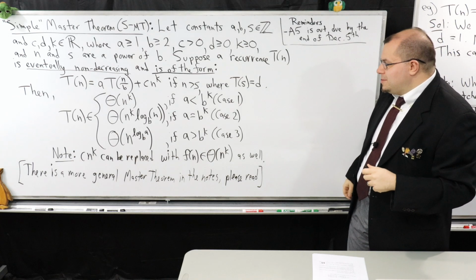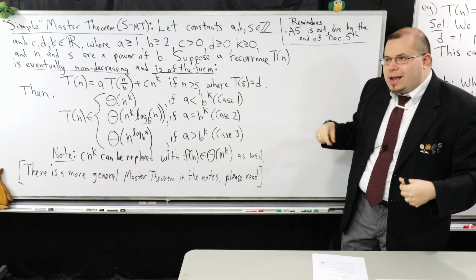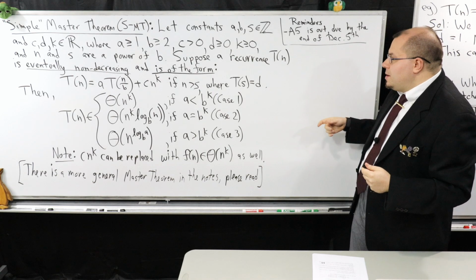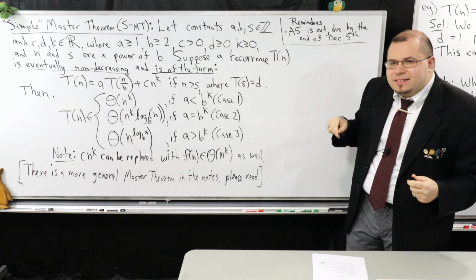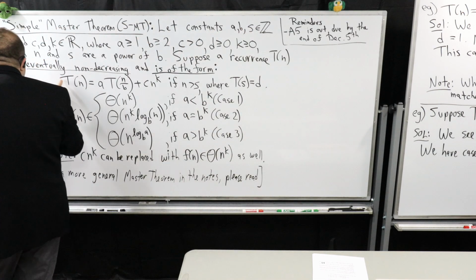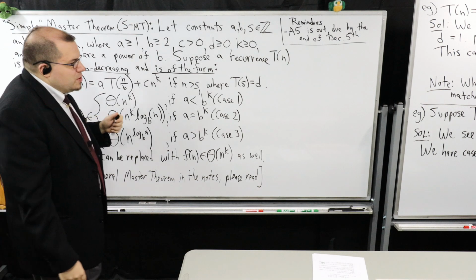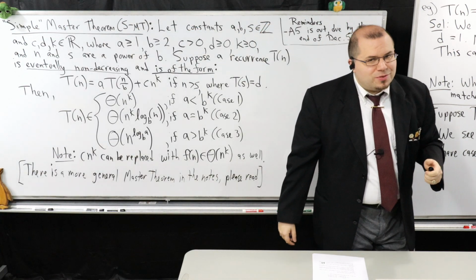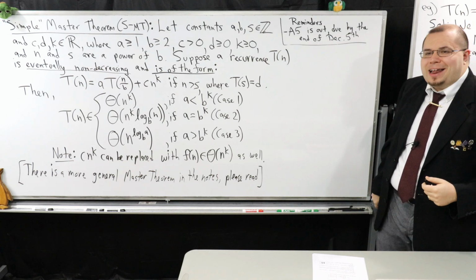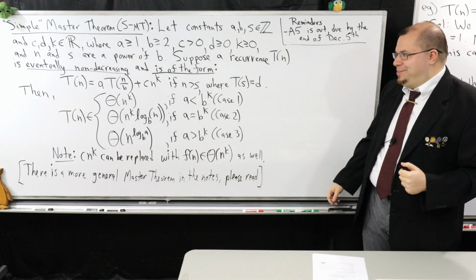In this case, n is greater than s. Remember, n and s are powers of b, and I'm going to have a base case of T(s) equal to d. We typically work on the assumption that T(n) is eventually non-decreasing, but if you ever need to show this, you can always prove it using mathematical induction. For this course, we're just going to assume that flat out. I won't give you weird things unless I explicitly point them out to you.